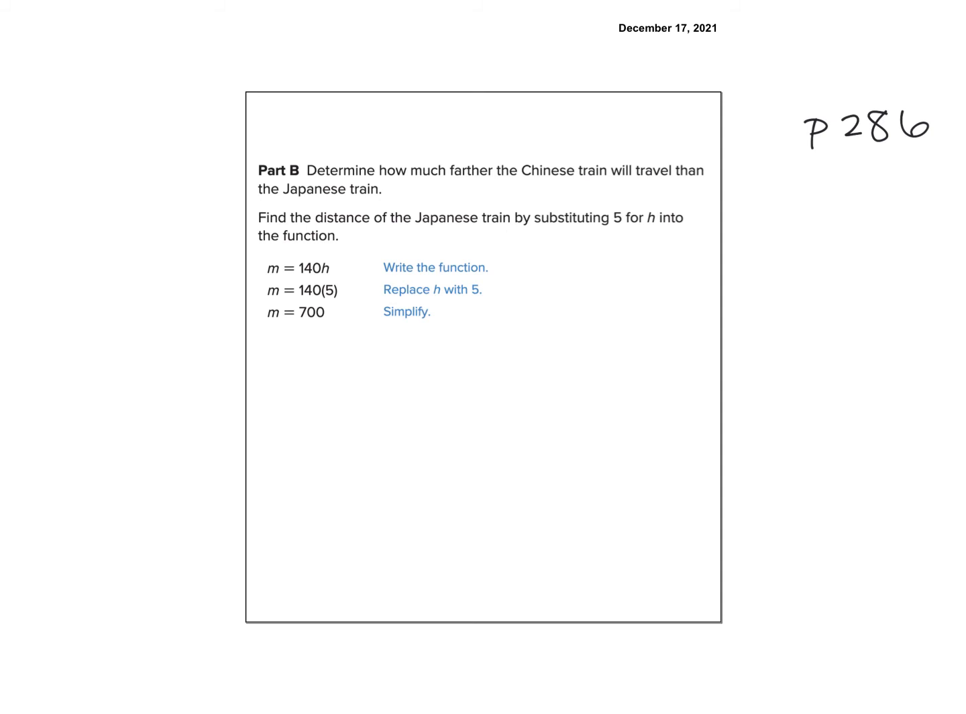It says determine how much farther the Chinese train will travel than the Japanese train. So the first thing they did is they found the Japanese train by substituting 5 in for h for 5 hours. So they took the equation here and they said, I'm going to do 140 times 5. I get 700. Pretty easy.